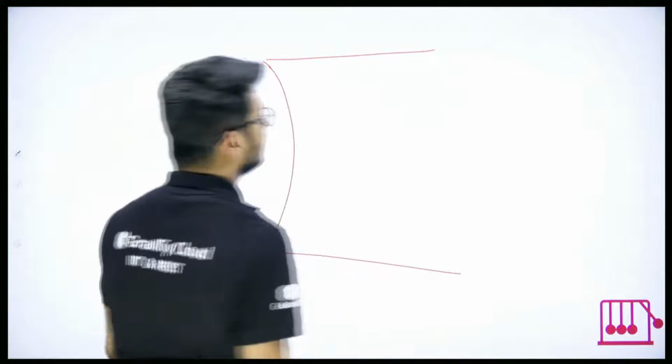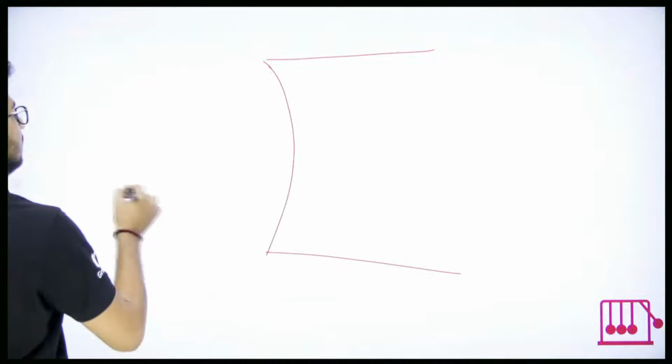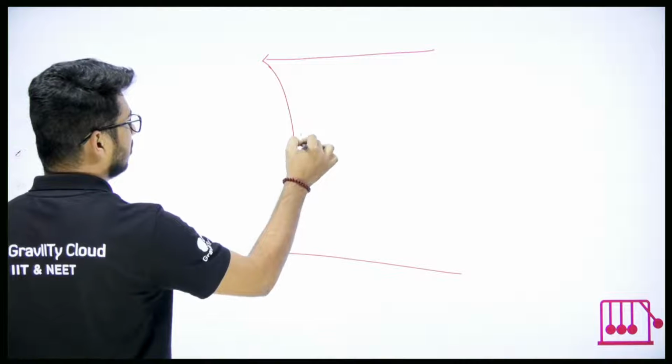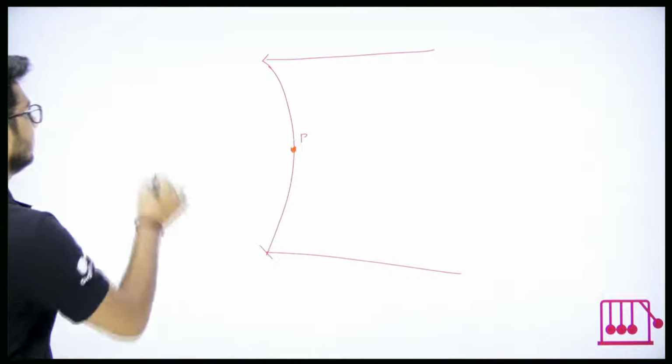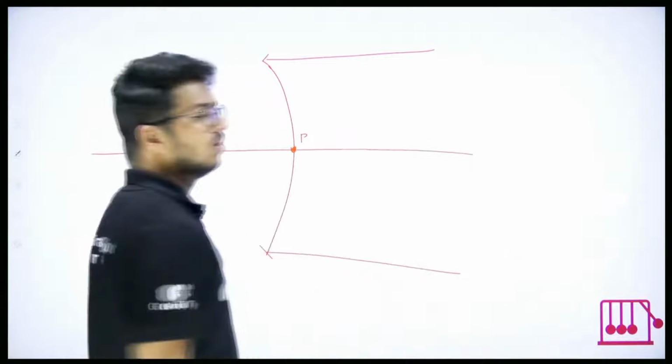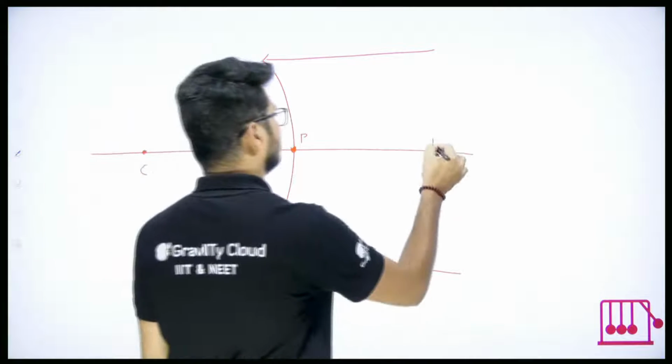Good. Now let's say I just have a curved surface. For this curved surface, there will be a geometric center, which we will call pole P. And the line passing through the center of curvature and pole is the principal axis. Very simple.